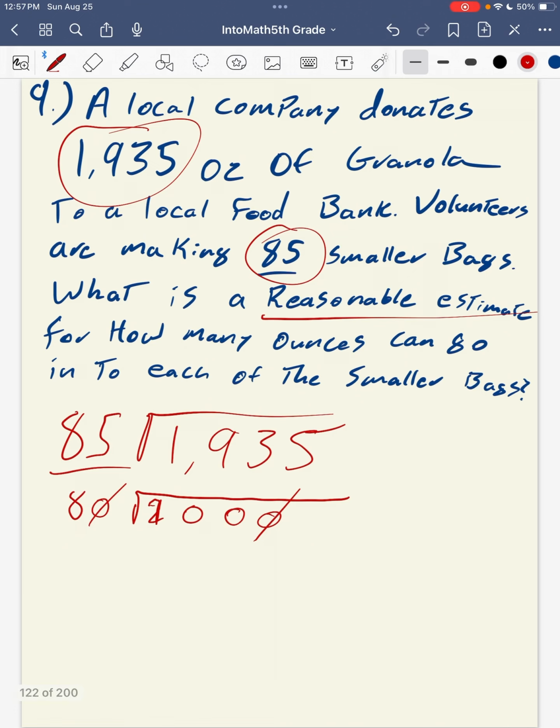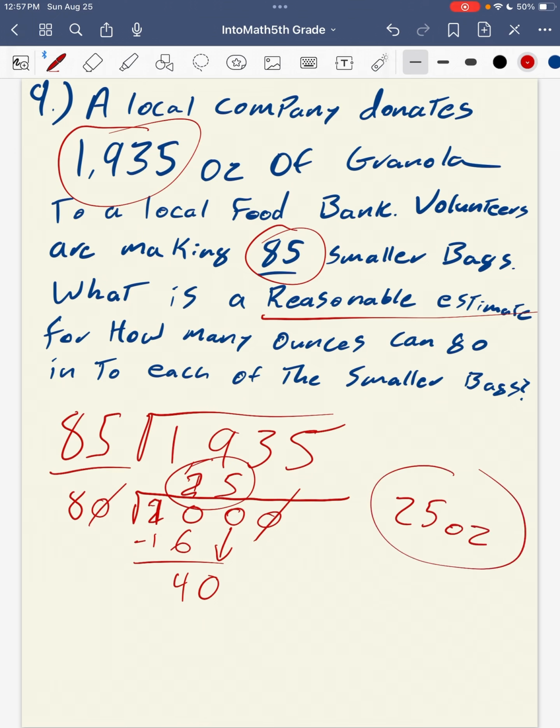Or 80 go into 2,000, take off my extra zeros. 8 can go into 21 2 times, minus 16, leaves us with 40. And 8 can go into 40 5 times. So we estimate 25 ounces in each bag.